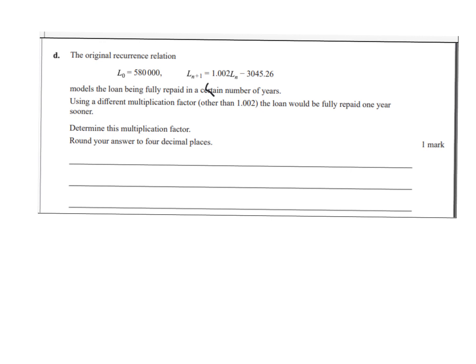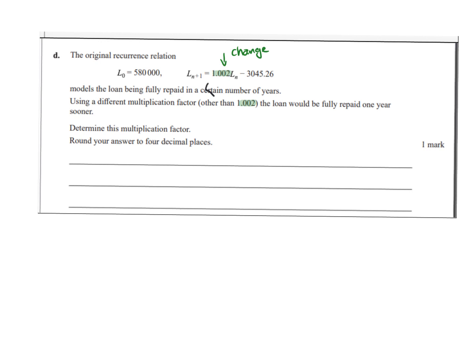Okay, the original recurrence relation models the loan being fully repaid in a certain number of years using a different multiplication factor. So this bit, they're going to change. They're going to say using a different thing. So this bit is going to change. Okay? The loan would be fully repaid 1 year sooner.